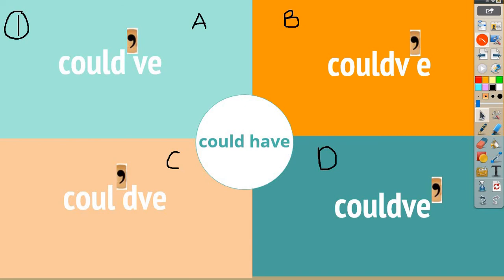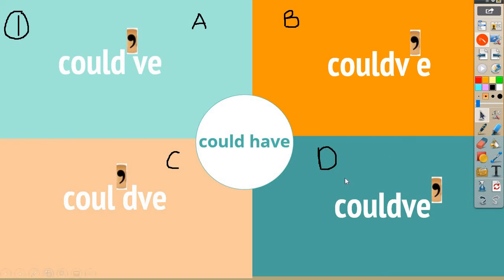Do you remember? We always take it out of the second word. Do you remember what comes out of have to make could have? And remember, the apostrophe has to go where you took the letters out. So which one is the correct way to make could have? And you're just going to write A, B, C, or D. I'm going to write this down too, so when I grade it, I'll know which ones are right.